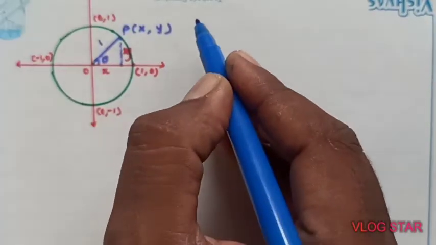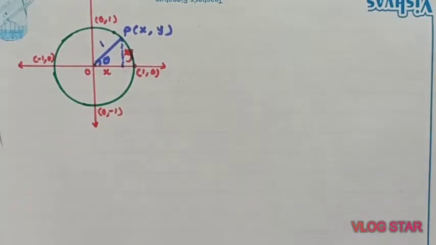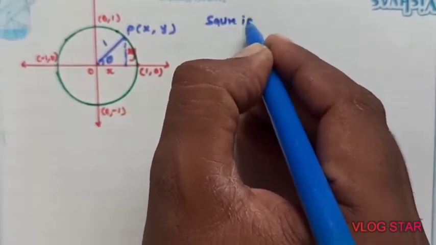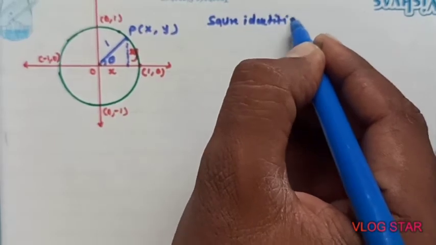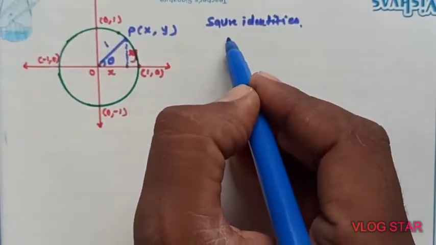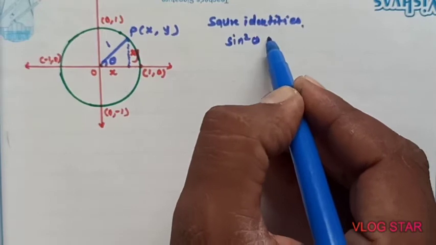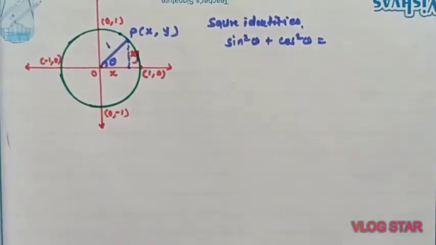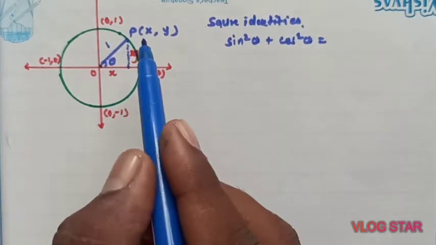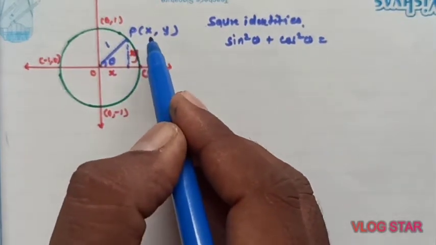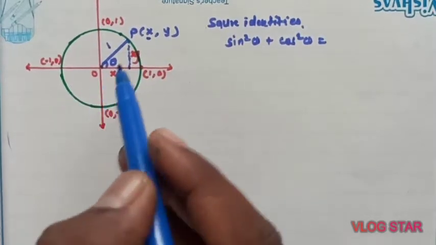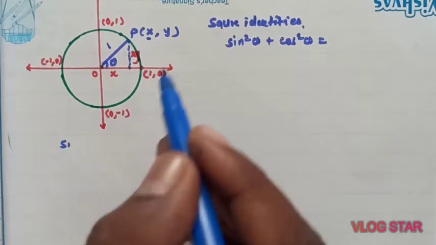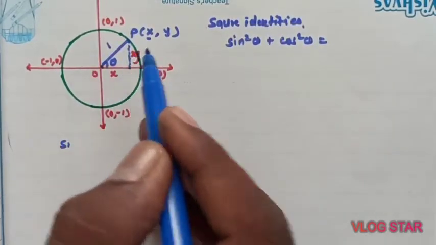Like the square identities. We have discussed square identities. What are those square identities? Like sine square theta plus cos square theta. As you know, sine square theta plus cos square theta is 1. But how to verify that? Look at here. What is sine theta? You have learned the definition of sine and cos. Sine theta is y.